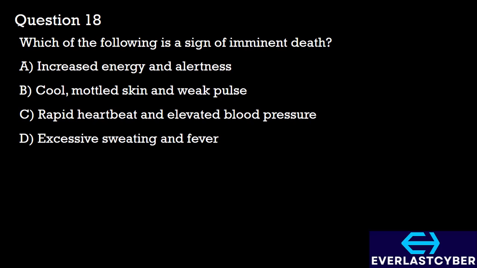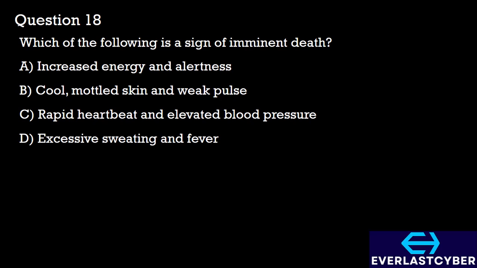Option A is incorrect because increased energy and alertness is not associated with imminent death. Instead, as the body nears death, the energy level typically drops and the person may become unresponsive. As death approaches, cool mottled skin, which can appear as blotchy or pale, and a weak pulse are common signs of the body shutting down. These signs occur because circulation slows down and the body begins to prioritize vital functions. The skin may feel cold to the touch, especially in the extremities, and the pulse may become weak or irregular.